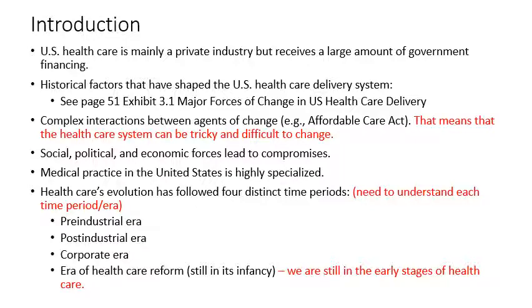Introduction. U.S. healthcare is mainly a private industry, but it receives a large amount of financing from the government. Historical factors shape the U.S. healthcare delivery system, which you can look at on page 51, Exhibit 3.1, Major Forces of Change in the U.S. Healthcare Delivery. The U.S. healthcare delivery system is complex. It has complex interactions between agents of change.